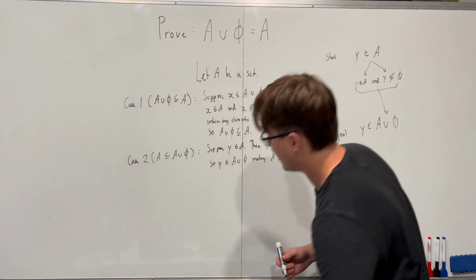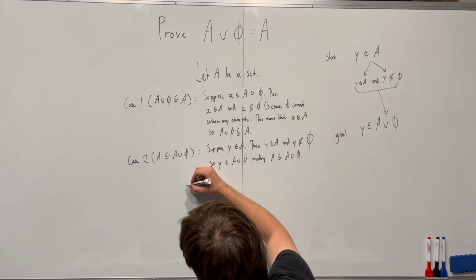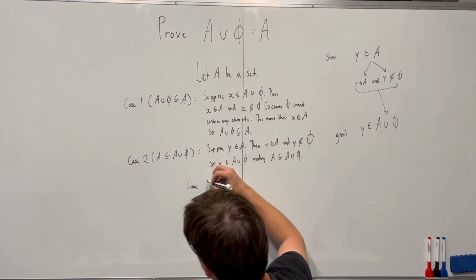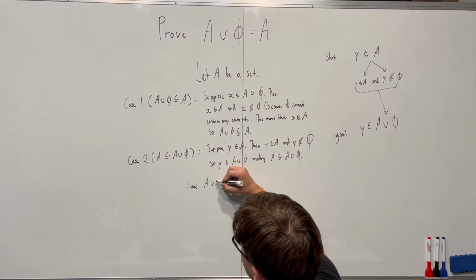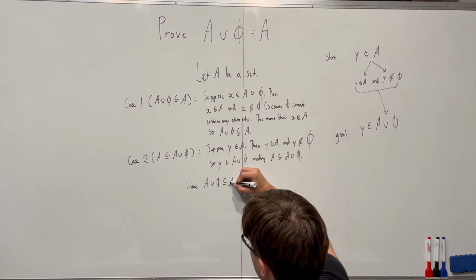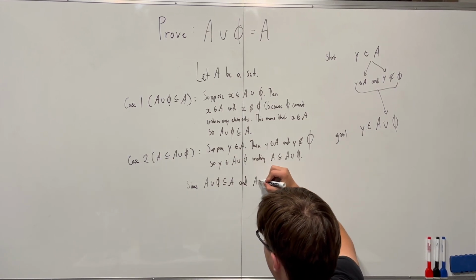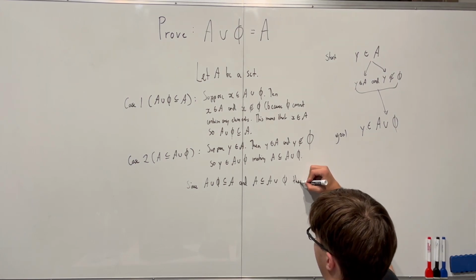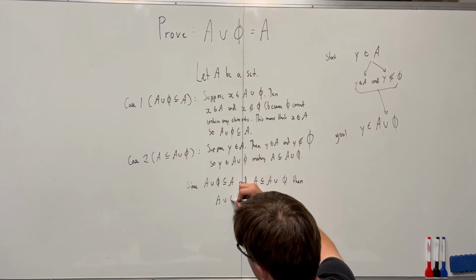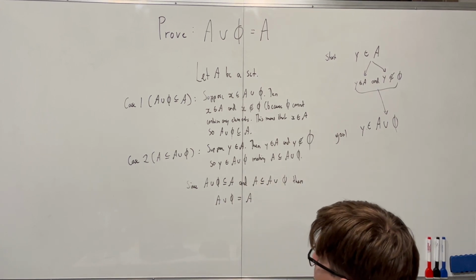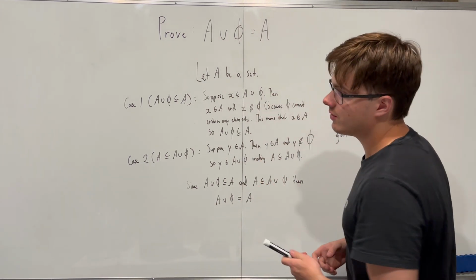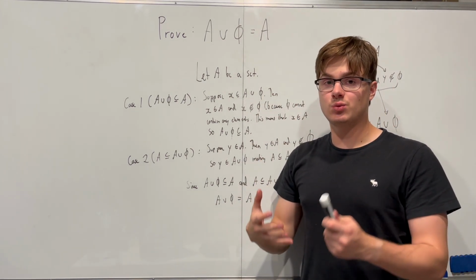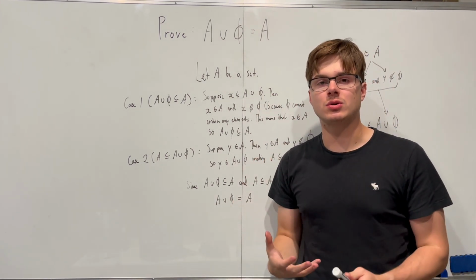We're going to say that since A union the empty set is a subset of A, and A is a subset of A union the empty set, then A union the empty set is simply equal to A. So there we go. We've now proven that any set unionized with the empty set is just going to be the original set itself.